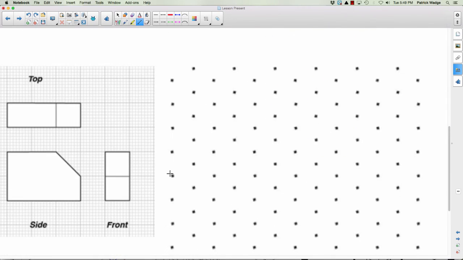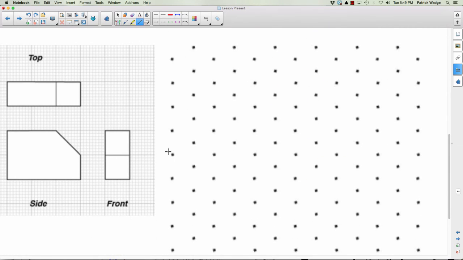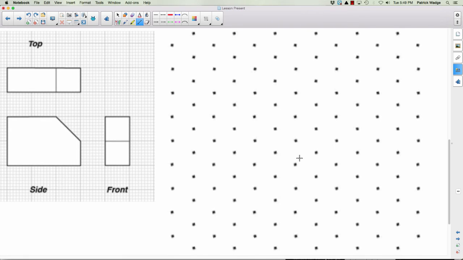Okay, last one, we're going to try the impossible. Here's an orthographic drawing. We're going to try to transfer this orthographic drawing into an isometric drawing. Oh my gosh, it's going to be so hard.